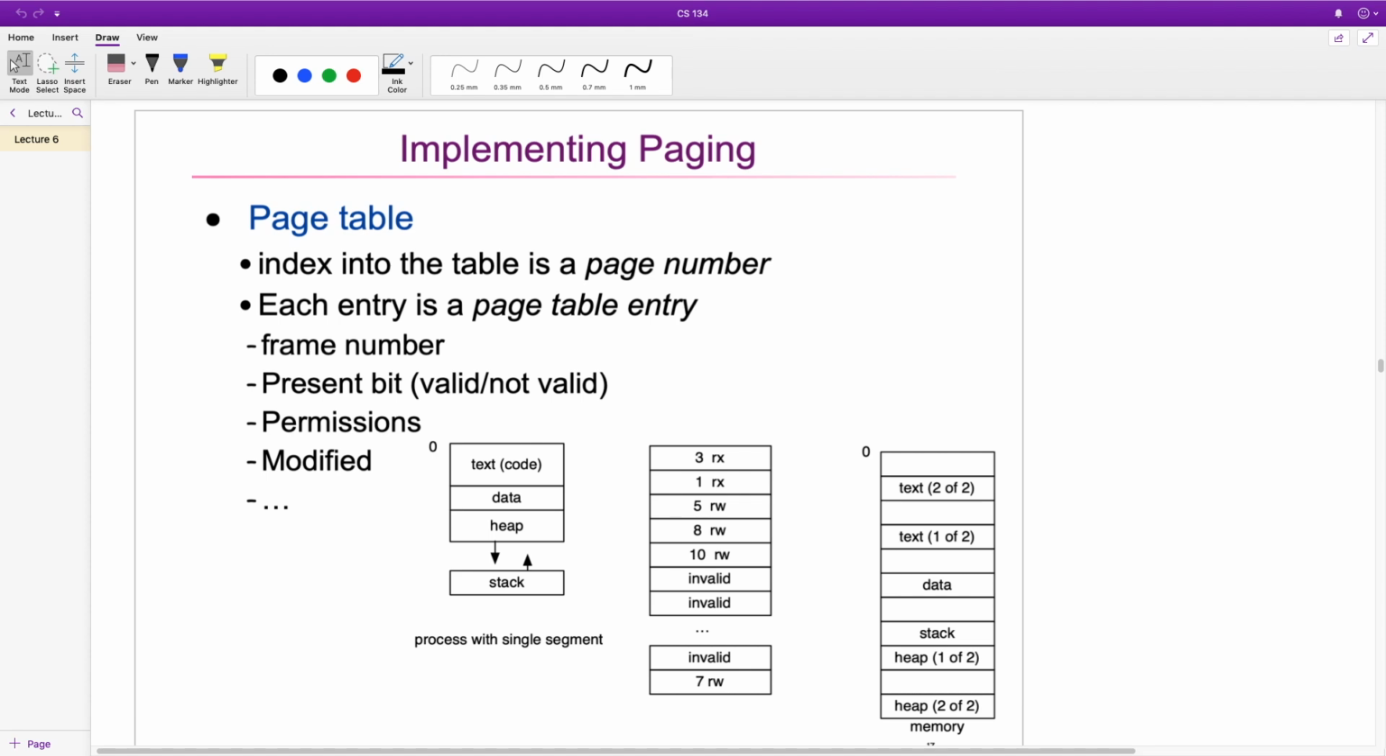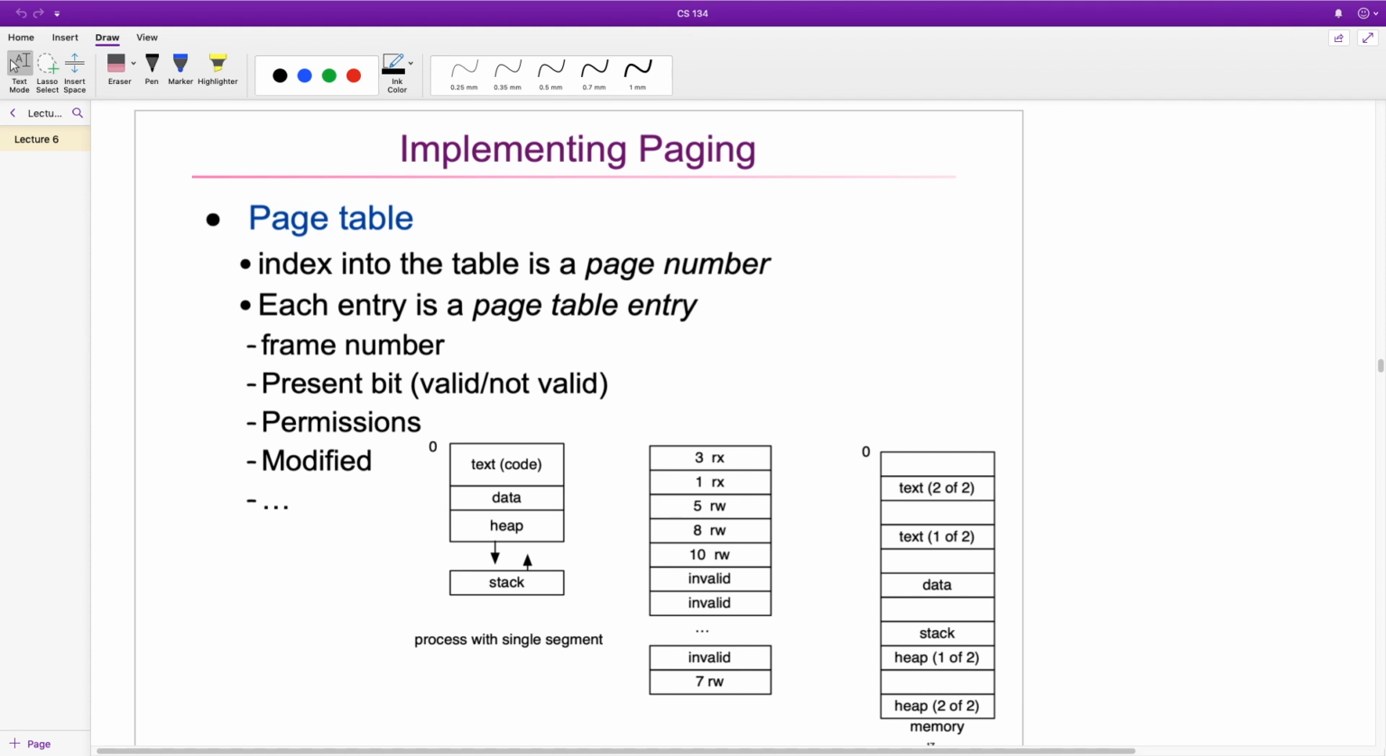1 gives us the second one. 0, 1, 2, 3, 4, 5 gives us our 1 data segment. And then 8 and 10 happen to be our heap. And then we got a stack here. So all this part, we didn't have to allocate memory for.